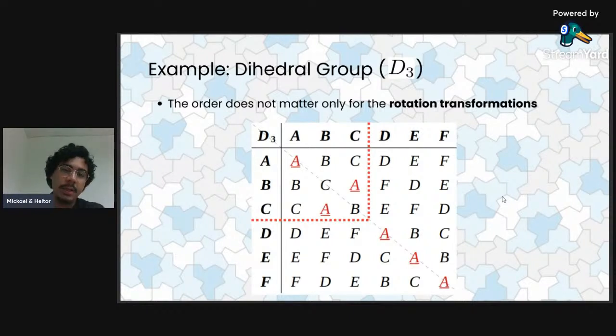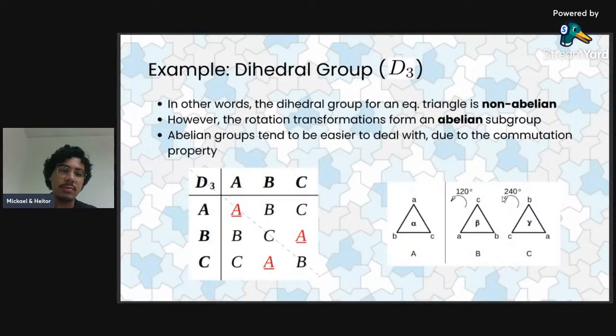It just has this property if I look at these first three operations, A, B, and C, the identity and the two rotations. So if I just look at the subgroup of this dihedral group, I see that only the rotation transformations are indeed commutative. And so I can say that this subgroup is an abelian subgroup. That's how we name it.